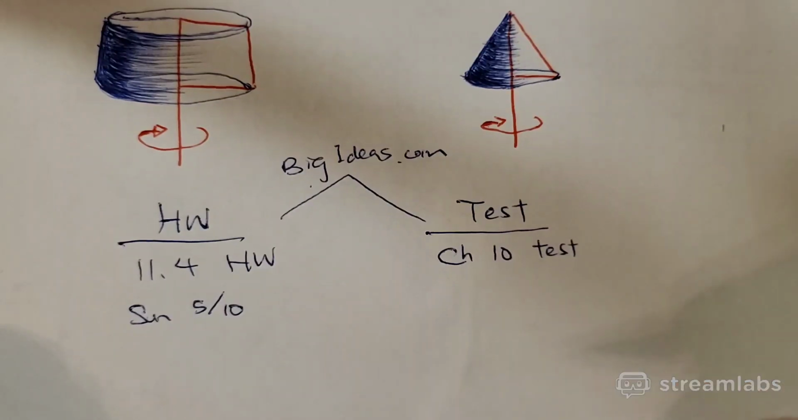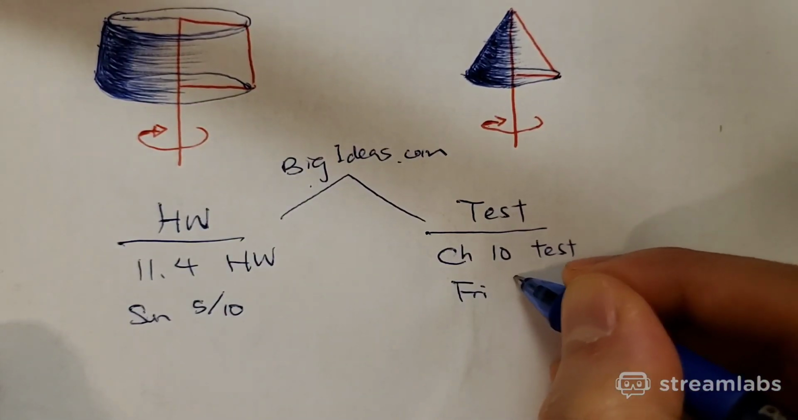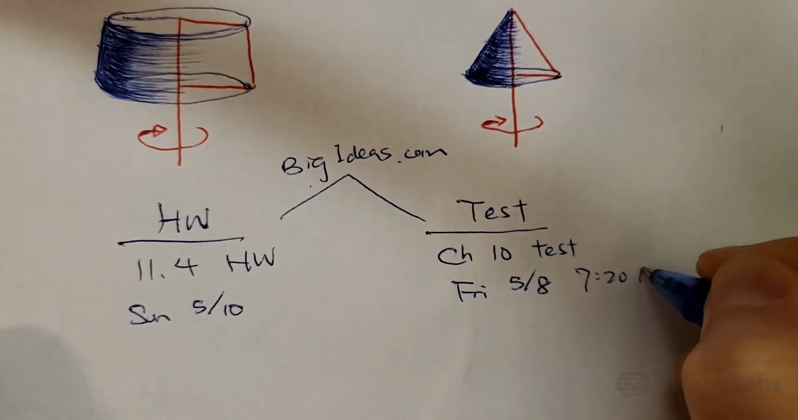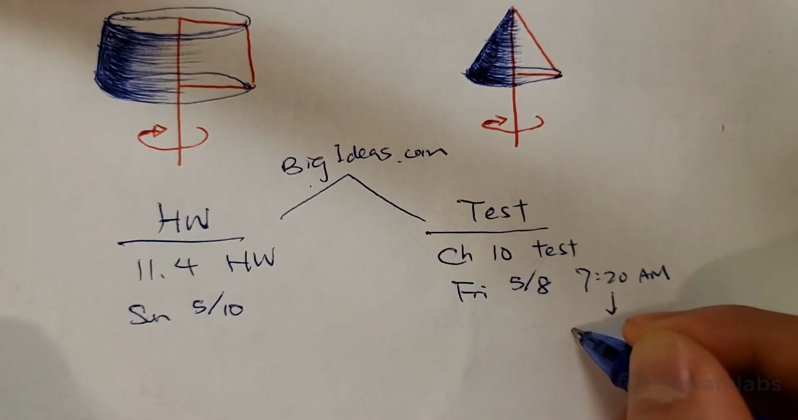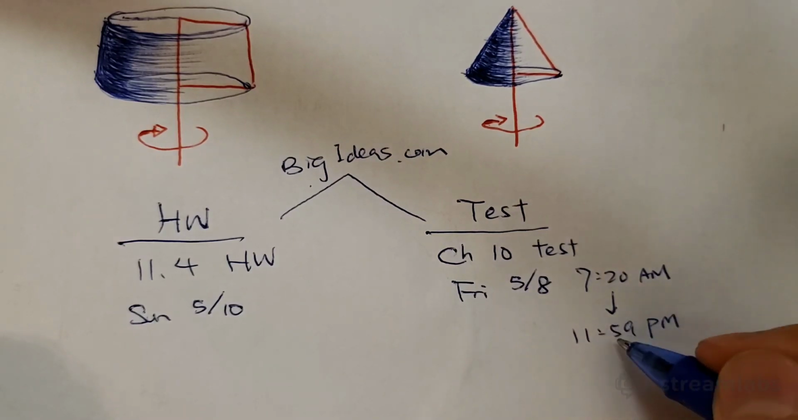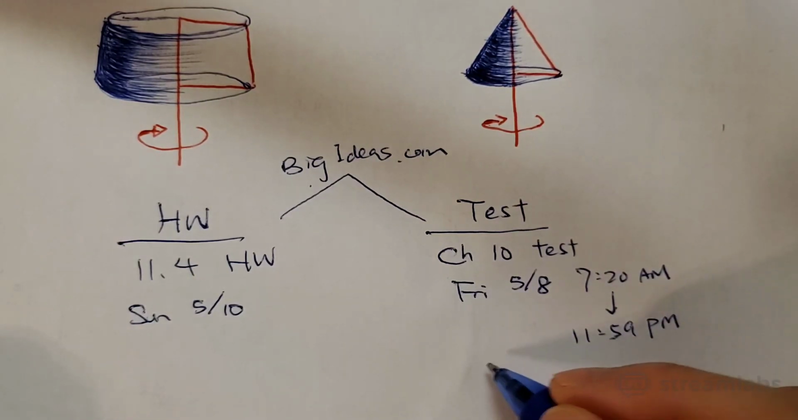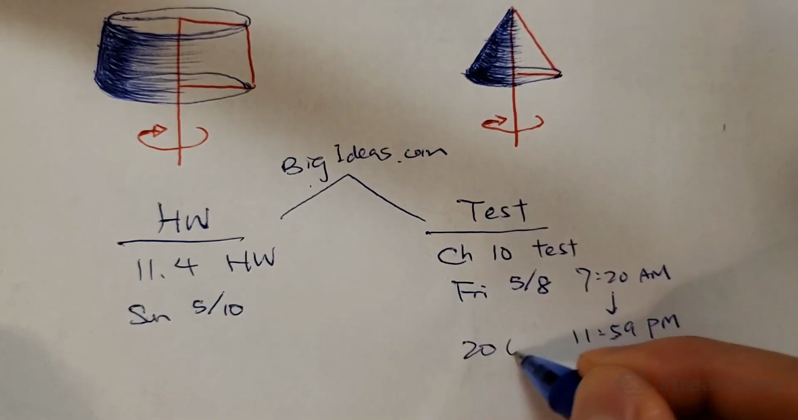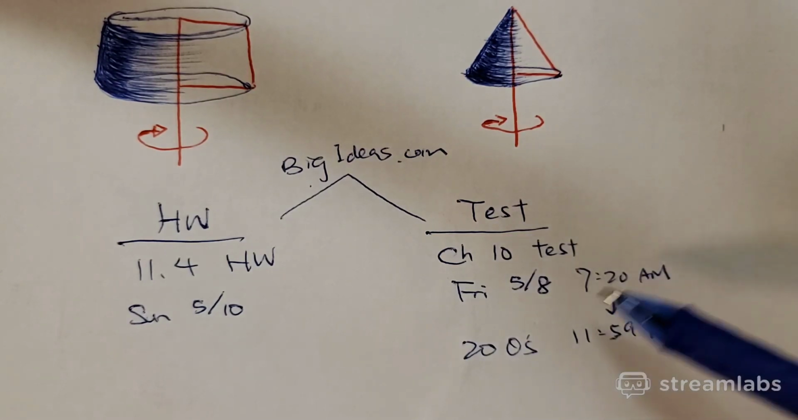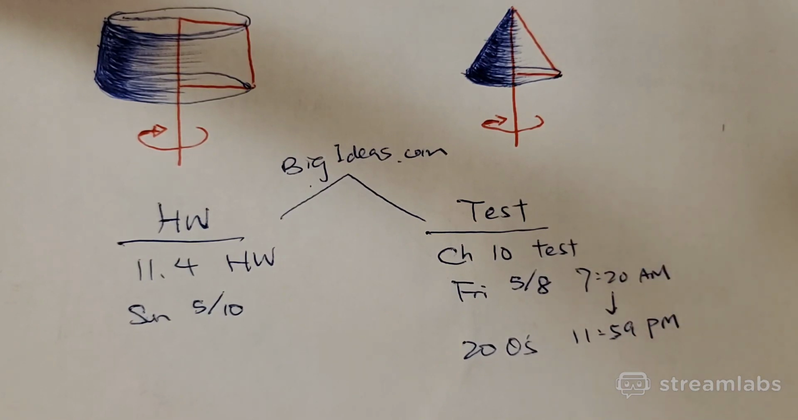This has a different date. It's Friday, tomorrow, right? May 8th. It will be open at 7:20 a.m. and it goes all the way to 11:59 p.m., which means you have a whole day to do it. But the whole thing is about 20 questions, I think, so it shouldn't take you more than an hour. But obviously you can use as much time as you want. Just treat it like a usual test. You can open your notes, you can open your book in this one. But it's really simple. It's the chapter 10 test, because chapter 11 we're only halfway through.